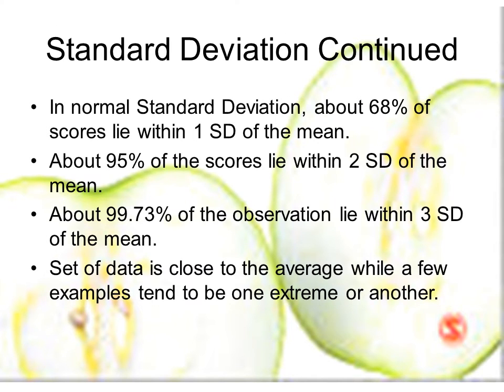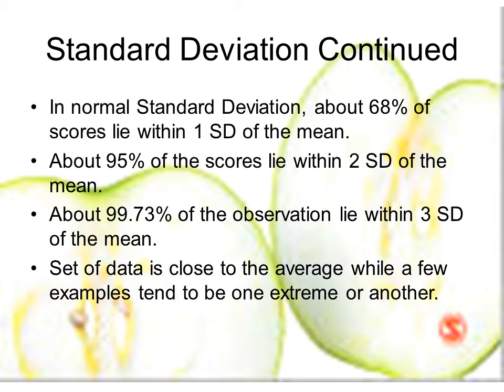Now, looking at what a normal standard deviation would be, about 68% of the scores would lie within one standard deviation of the mean. So if you look at a number line and you have 0 in the middle, that's what your mean would be. On one side you have a negative 1, and on the other side a positive 1, then negative 2 and positive 2, and so on.